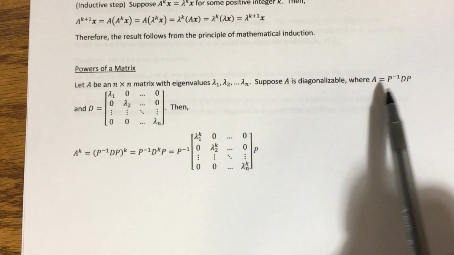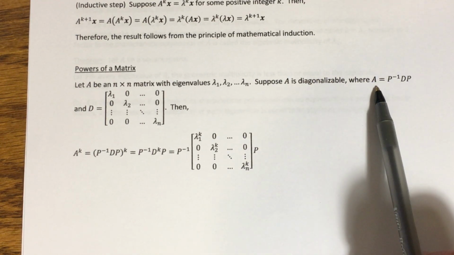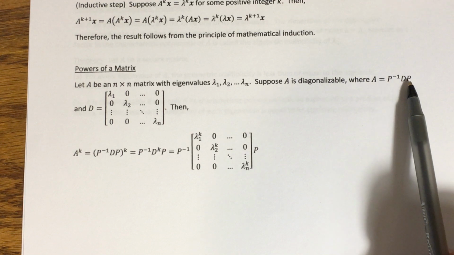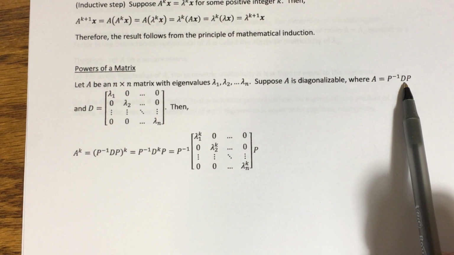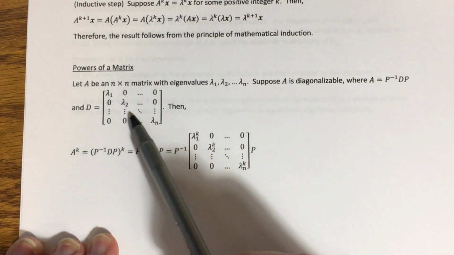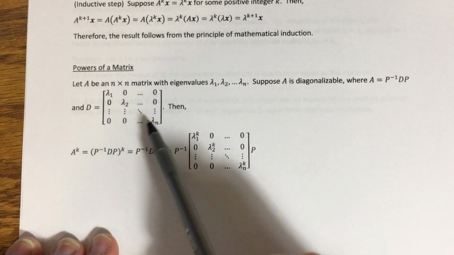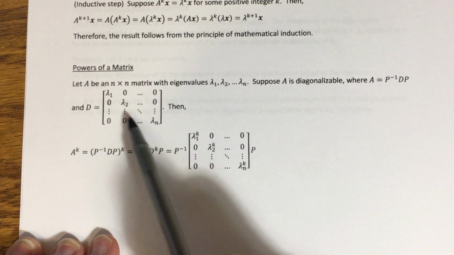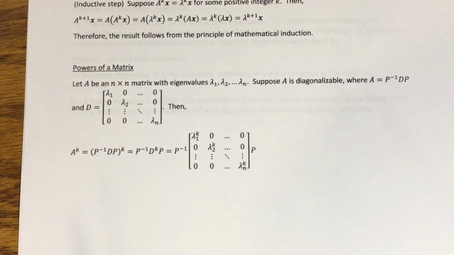So in particular, if it's diagonalizable, let's suppose that A is equal to P inverse D P, where D is the diagonal matrix. And remember, the diagonal matrix will have the eigenvalues, those n eigenvalues of A, as its diagonal entries.